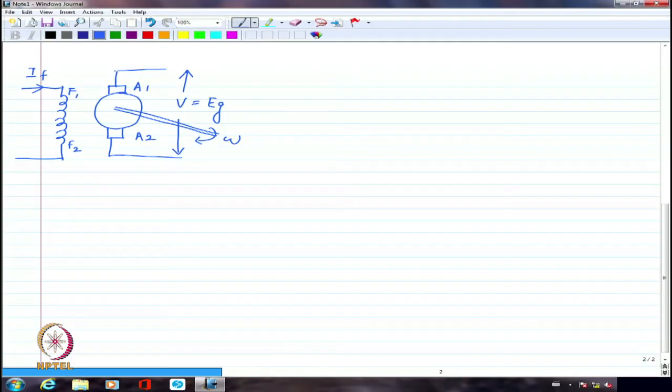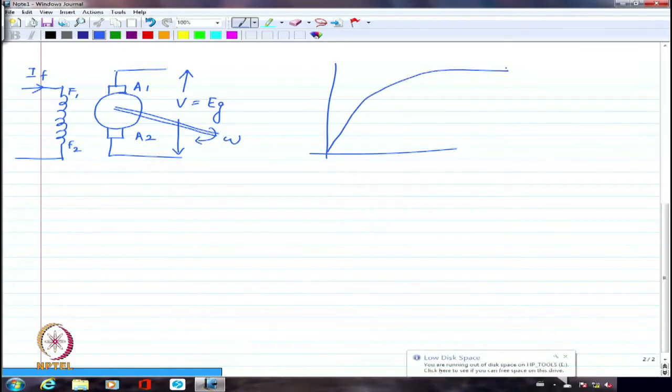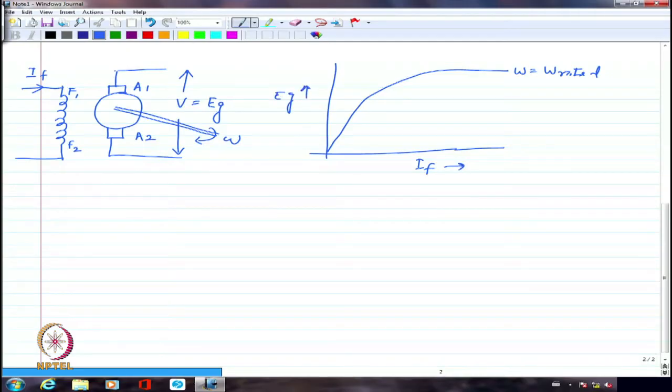So the primary requisite for generator action is to have a prime mover which will impart mechanical power to the system, and I should also have the field excitation. If I have only residual magnetism, it is going to give a very, very limited amount of voltage, nothing more than that. Right? So with this, I am going to have this graph being followed by the machine. This is omega equal to omega rated. This is IF and this is the voltage EG.